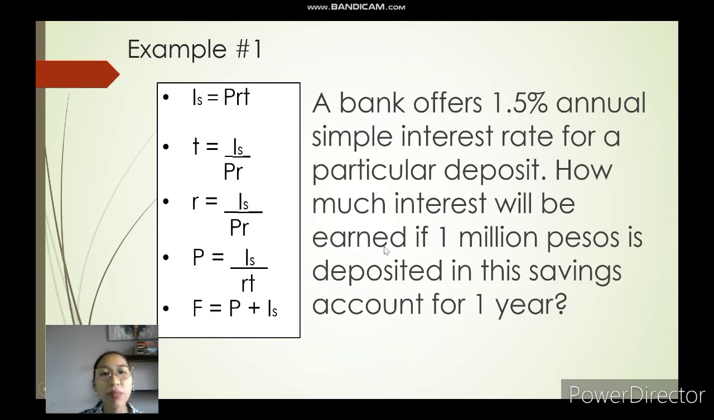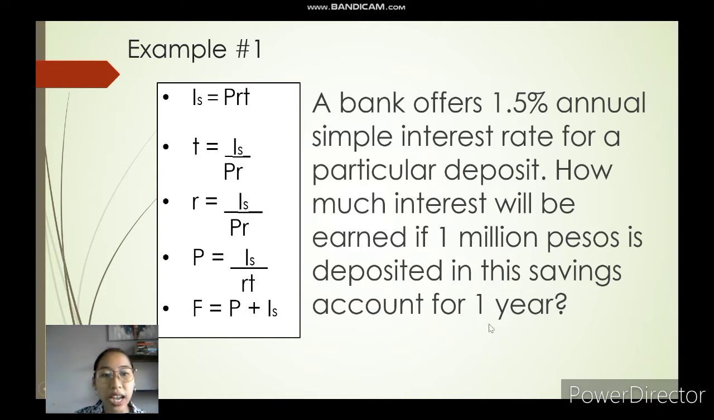Okay? How much interest? So gipangutana na, pila daw ang interest? So karon, ang imong asked is your I_S. So given ang R, asked ang I_S. Let's proceed. Will be earned if 1 million pesos is deposited in this savings account for 1 year. So, nagbutang daw ka og 1 million pesos. Therefore, unsa man ning 1 million pesos dinhi? This is your original money. Therefore, this is your principal or P.